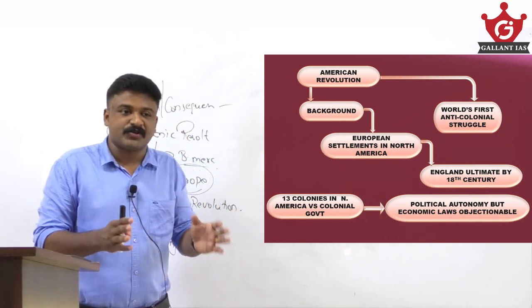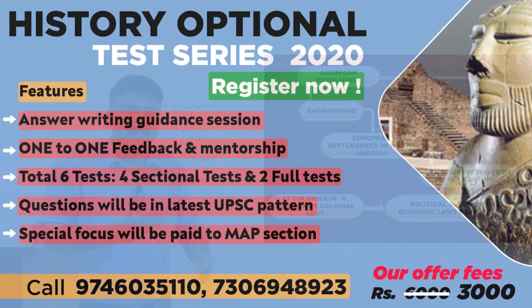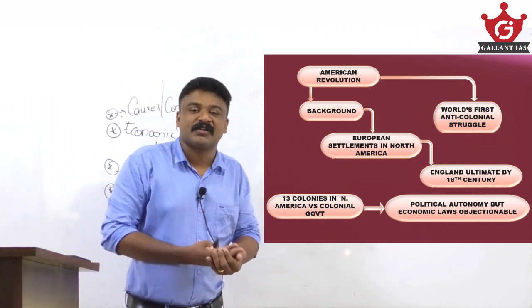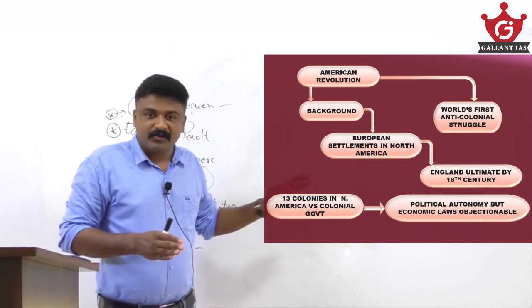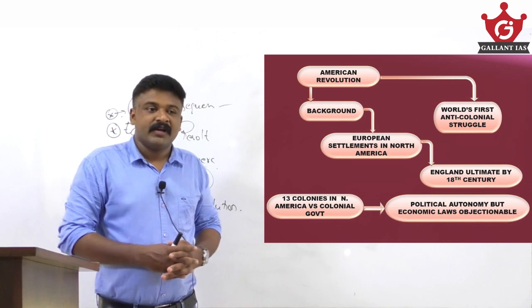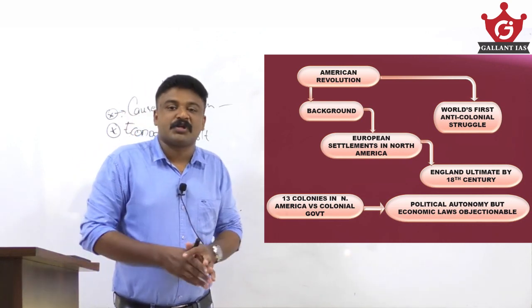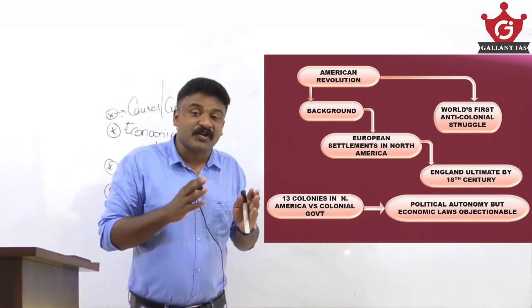Most of the 13 colonies in Northern America were settled by Europeans, British settlers. The people of these 13 colonies of America organized a revolution against the colonial British government. That was American Revolution. It was not mainly for political autonomy, it was basically for economic autonomy. Even though they had a little bit of political autonomy, their economic conditions were so severe because of the British imperial, mercantile and colonial policies.